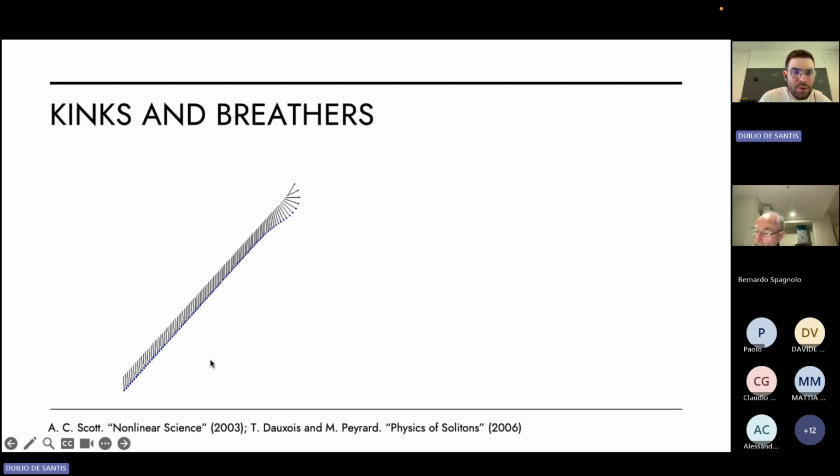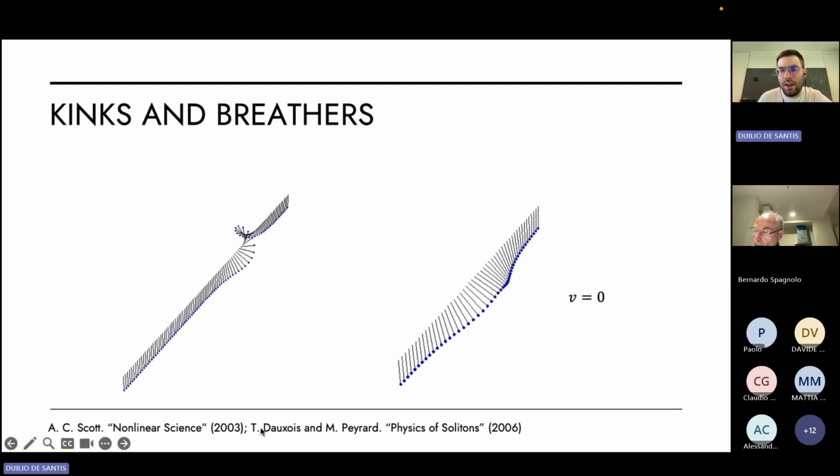As I was saying before, the kink will look like a 2π twist in the chain of pendula, and this is an animation showing a topological soliton moving around the chain. Instead, a stationary breather would look like this.